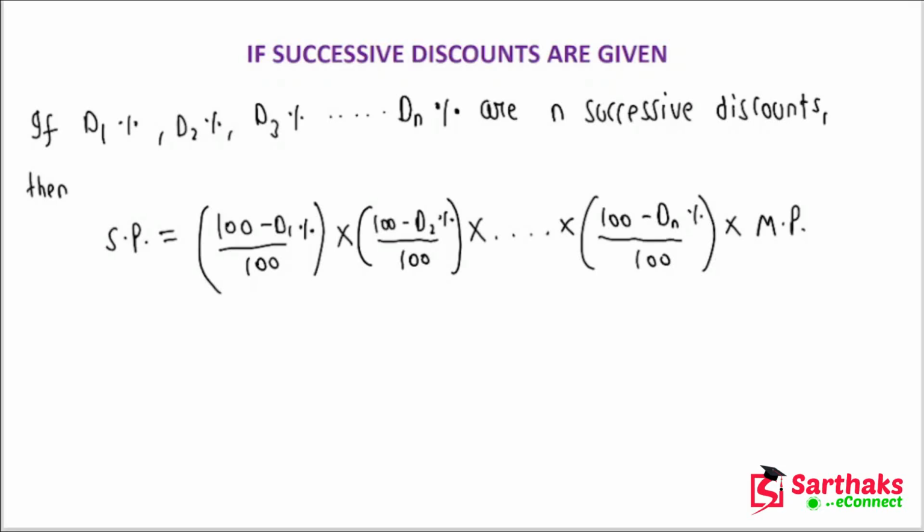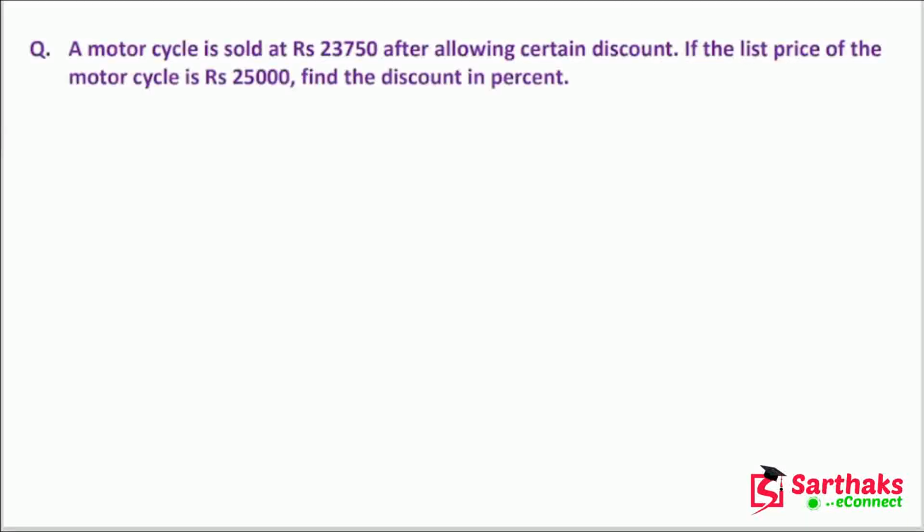Right, now let us try to solve some questions on the basis of these formulas so that we can further strengthen the use of these formulas. The question says a motorcycle is sold at rupees 23750 after allowing a certain discount. So that is the selling price, not the marked price. Obviously there is a certain discount. If the list price of the motorcycle was 25,000, then find the discount in percentage. Now what is the list price? The mark price only.